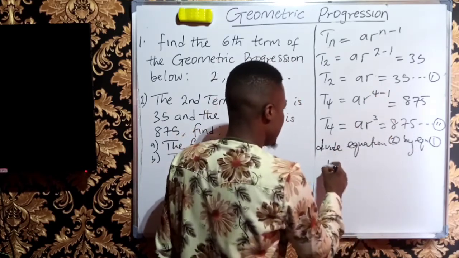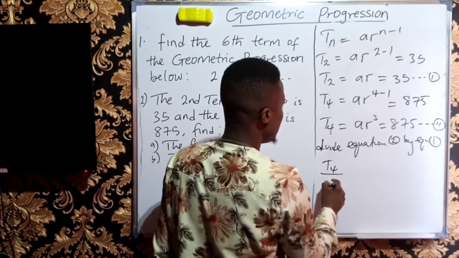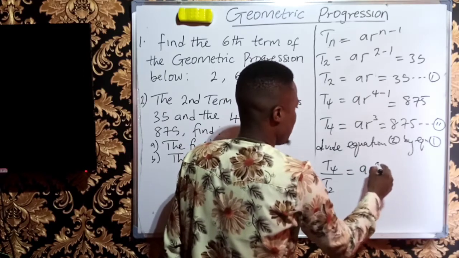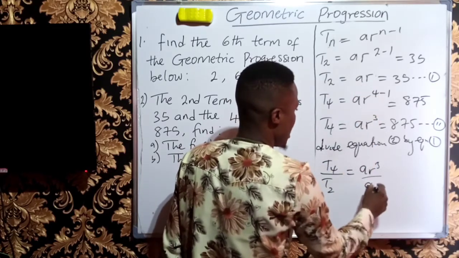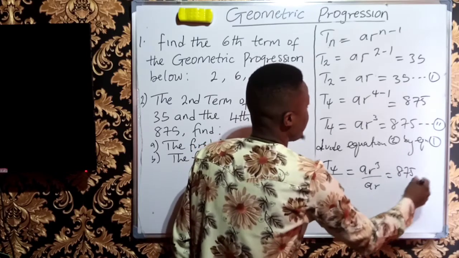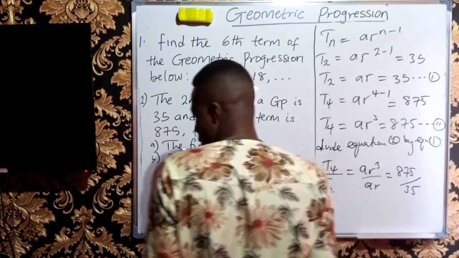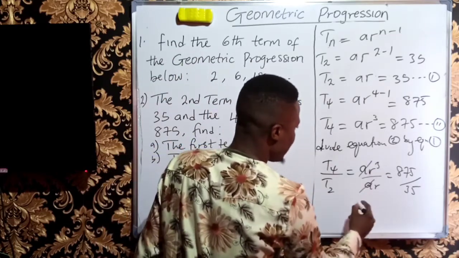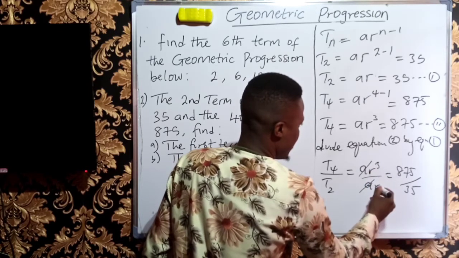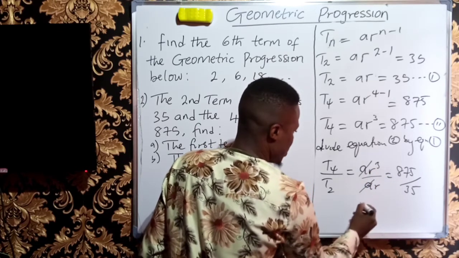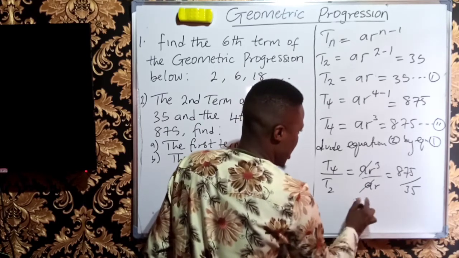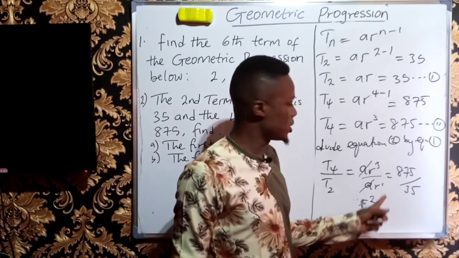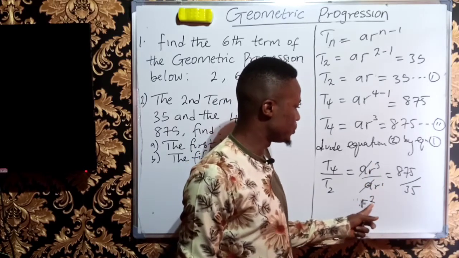So I'll write T4 over T2, that is dividing T4 by T2. I'll have AR to the power of 3 over AR, equals 875 over 35. Now here we cancel A. I'll have R to the power of 3 divided by R to the power of 1, which is R to the power of 2. That's R squared. According to the laws of indices, you say 3 minus 1 to give you 2.